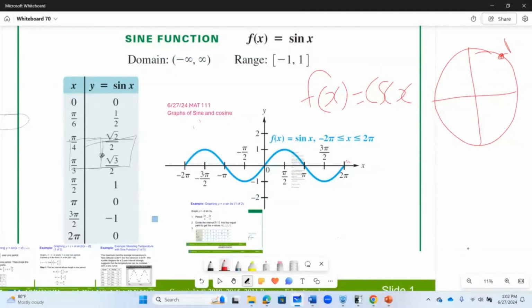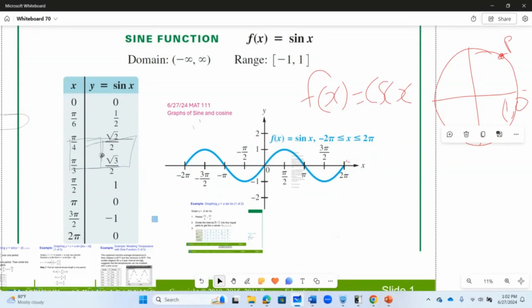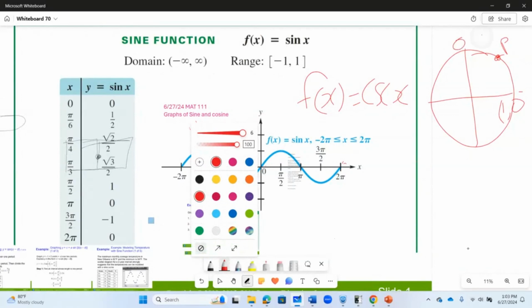So any point is (cos theta, sin theta). Let's consider every point to be P. At this point we have (1, 0), so sine of 0 is 0, and this is the point. Now sine of 90 is 1, so at this point we have (0, 1). So the second point is sine, and in (0, 1), the 1 is sine.